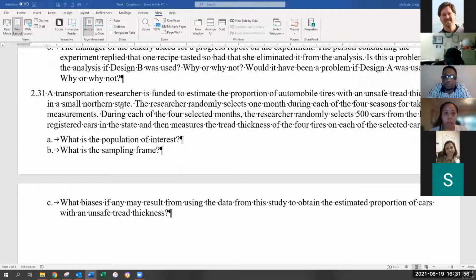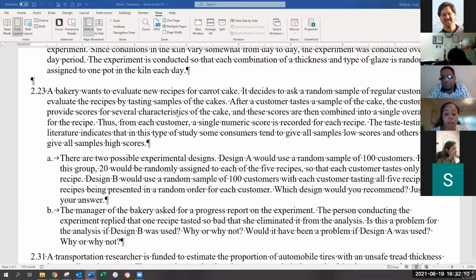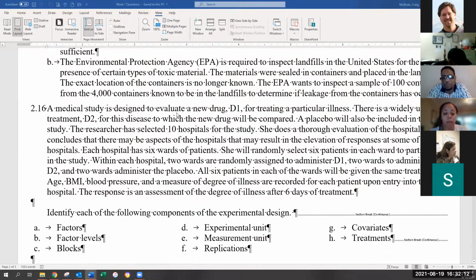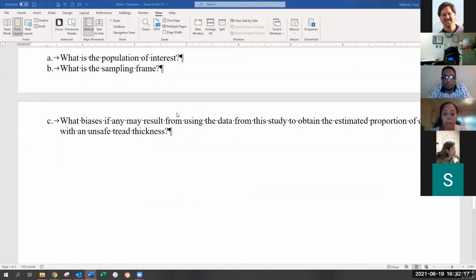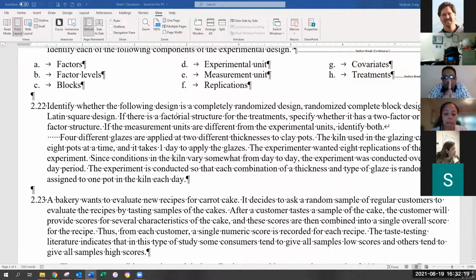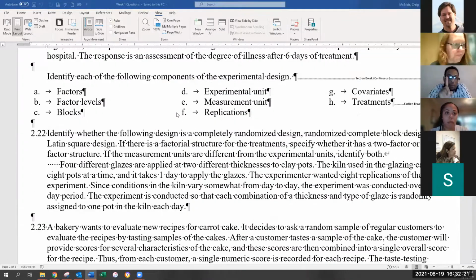It's really the block design, the completely randomized design and the randomized complete block design. The only big difference between those two is that the block design is blocked by something. So for instance, the glazing question that we have in our homework, where the guy or girl is making pots, and they've got a kiln and glazes. It's 22, right there, right?